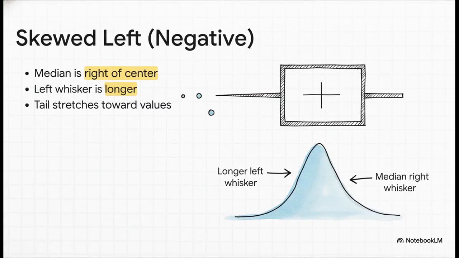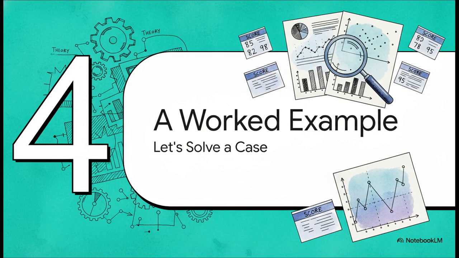And you can probably guess the exact opposite can happen too. If the median is on the right side of the box and the left whisker is the long one, that's skewed left. In this case, most of the data is clustered at the high end, with a tail stretching down toward a few unusually low values. All right, enough theory. Let's put this into practice. We're going to apply everything we've just learned and solve a case using a sample set of test scores.